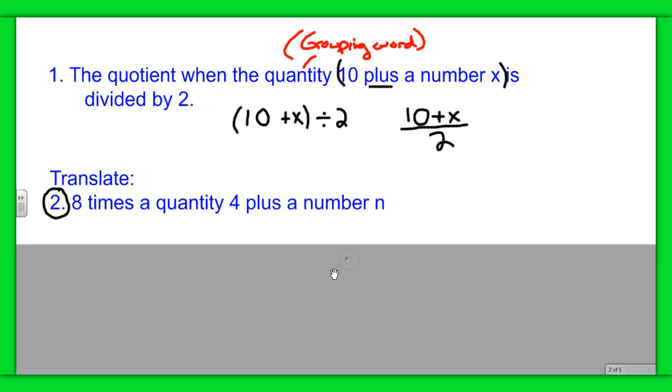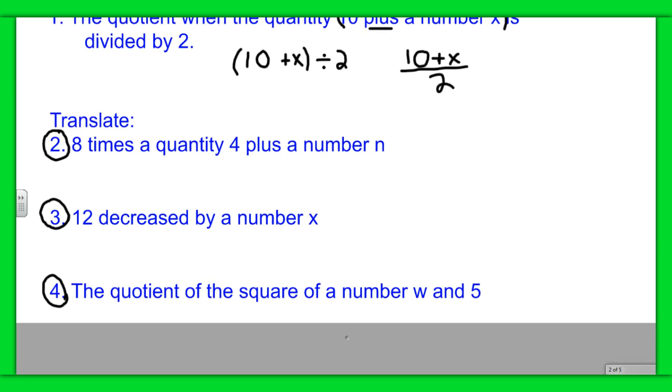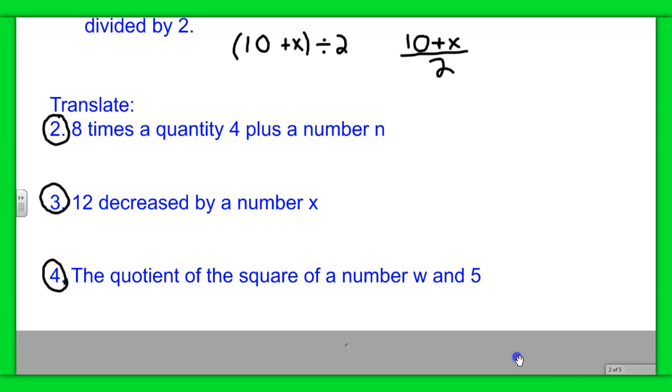Go ahead and translate these phrases and come back and we'll check it out together. Pause the video, come back when you're ready to check it out. So number 2, 8 times a quantity 4 plus a number n. There's that word again, quantity, so I hope that you grouped the phrase that followed, 4 plus a number n. And you should end up with 8.